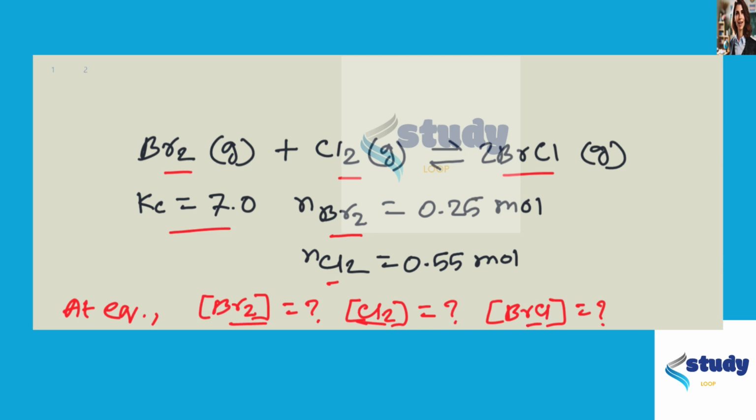To do that, we have to find out the initial concentration for bromine and chlorine from their initial number of moles. Since we are given the volume of the reaction vessel, which is 3 liters, using their number of moles and the volume, we can easily find the initial concentration of both of the reactants. And from there, setting up an ICE table, we can find out the equilibrium concentration values, and thus we can know the equilibrium concentration for each of the reactants and products.